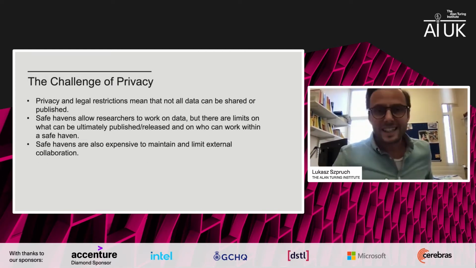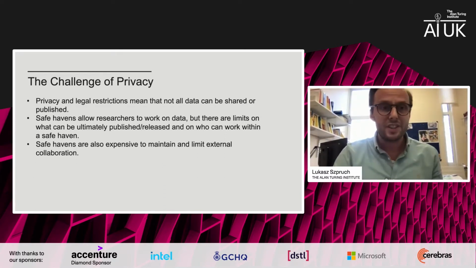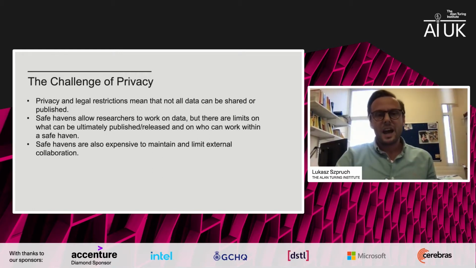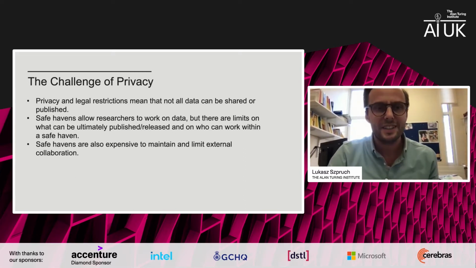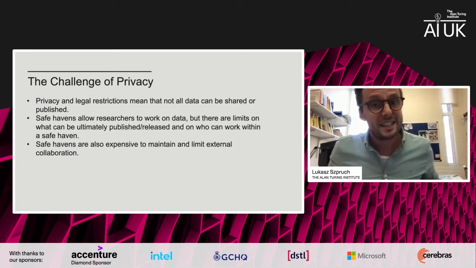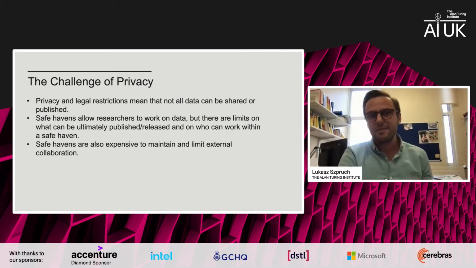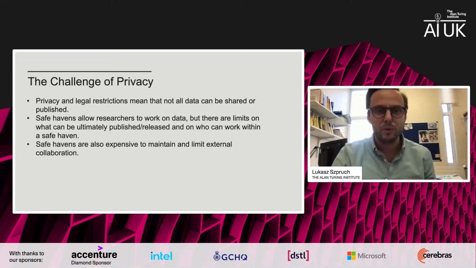There is really exciting research, a lot of it done actually at the Turing, around privacy enhancing technologies. There are safe havens that allow some access to data to external researchers. However, with those solutions, especially those safe havens, it still takes time to get permission to access data. Even if that access to data is granted, it's not always possible to publish and release outcomes of analysis due to privacy constraints. And those technologies might be expensive to maintain and limit external collaboration.